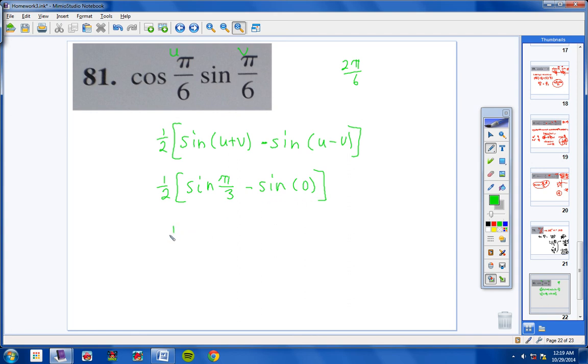Okay? There we go. So really, what we have now is this. We have 1/2 times sine of pi over 3 minus 0, because the sine of 0 is 0. So really what we have is just sine of pi over 3 minus 0 is just sine of pi over 3. So your final answer would be 1/2 sine of pi over 3. Okay? That would be your final answer. Okay, moving on to number 87.